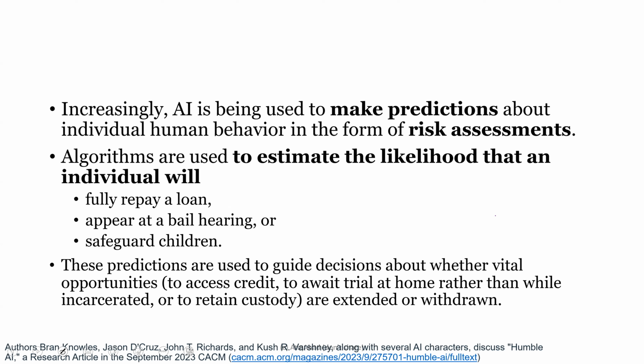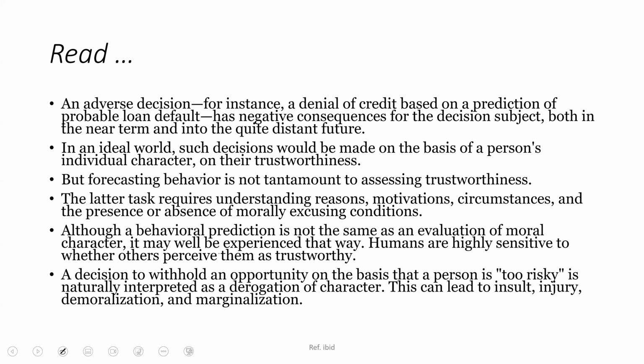Now, AI is being used to make predictions, and there are risk assessment issues as well. Algorithms are used to estimate the likelihood that an individual will fully repay a loan, appear at a bail hearing, or safeguard children. These AI-based predictions can determine opportunities: whether I'll get a loan from a bank, or whether I'll be out of jail, or whether I'll be in a good or bad situation. So these kinds of things are important.